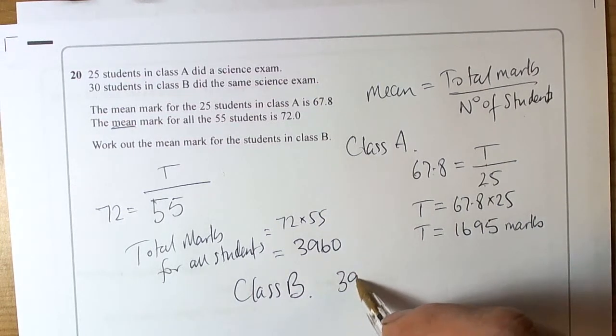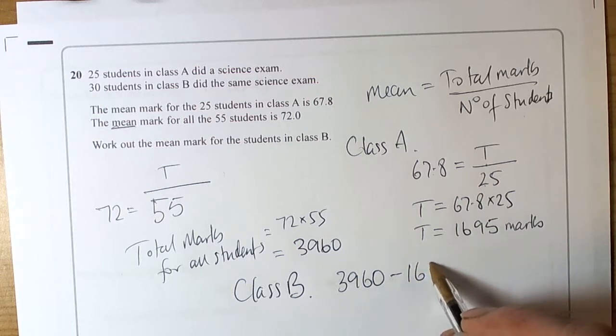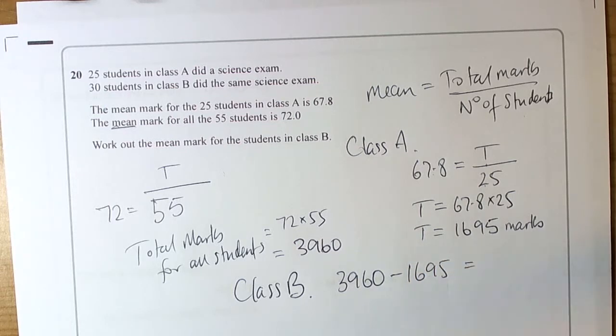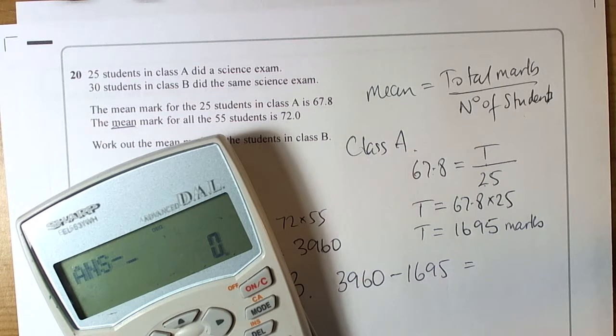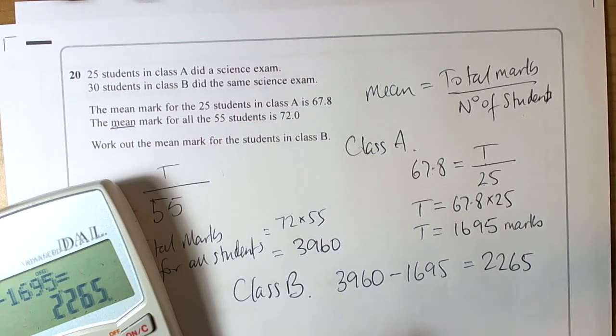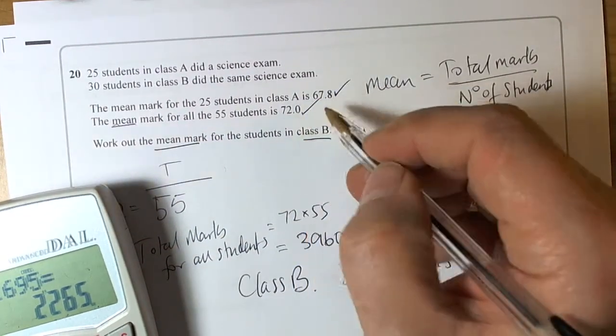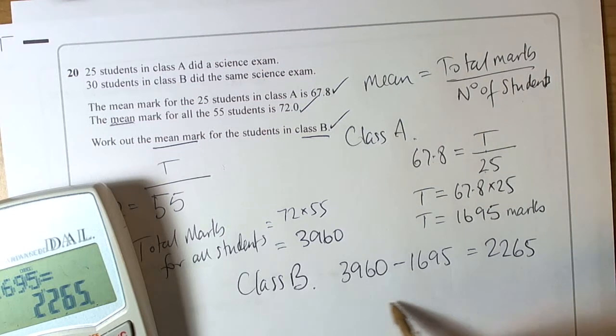So Class B must have got 3,960, take away Class A's marks, so 1,695. So 3,960 take away 1,695. So 2,265 marks. Now the question says you want the mean mark for Class B. So we've used that, now we're doing the mean mark.